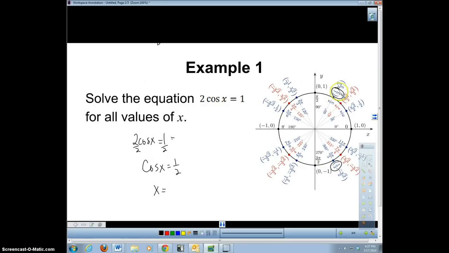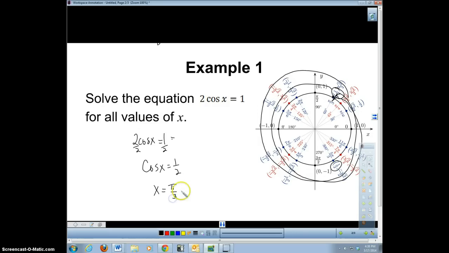So what happens is that we can have this one, and then we can go all the way around the circle and be coterminal and get there again. And then we can go all the way around the circle again and get there again, and again and again. We're just going to go around the circle. So we're going to start at pi over 3. If we go around the circle, that's 2 pi radians, right? So if I have pi over 3, I add 2 pi. I'm going to go all around the circle.